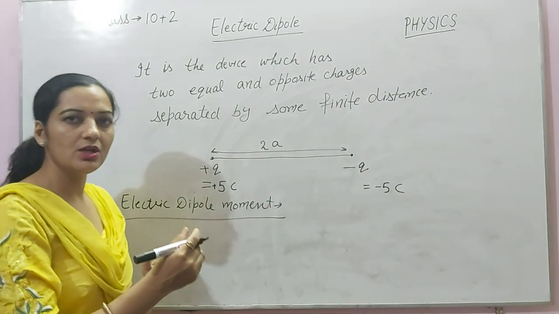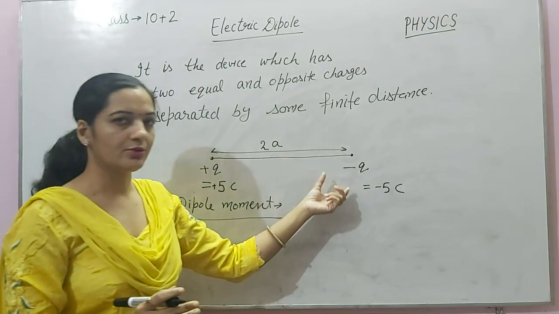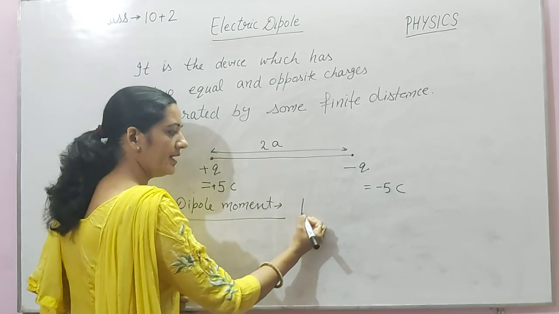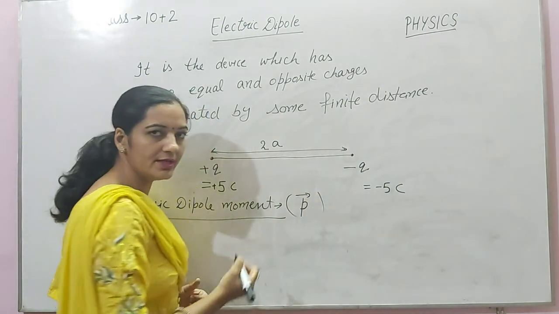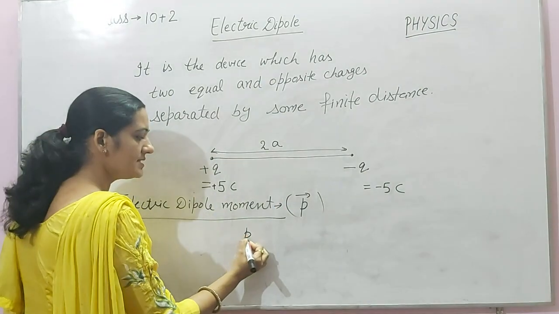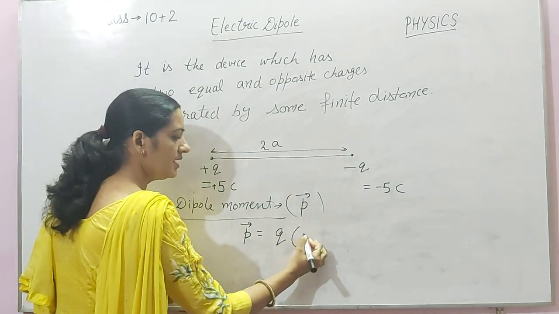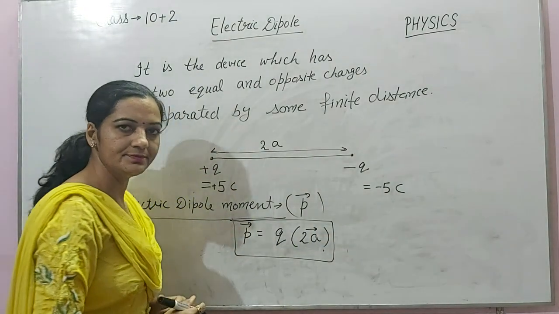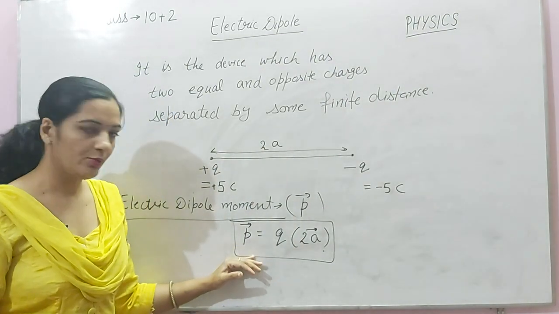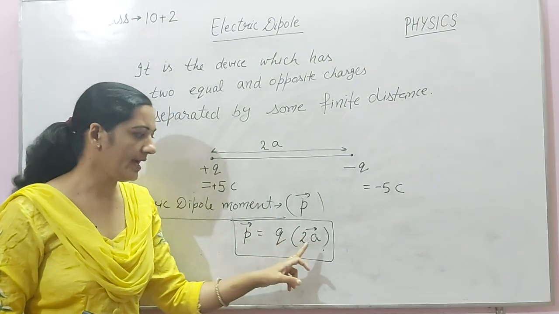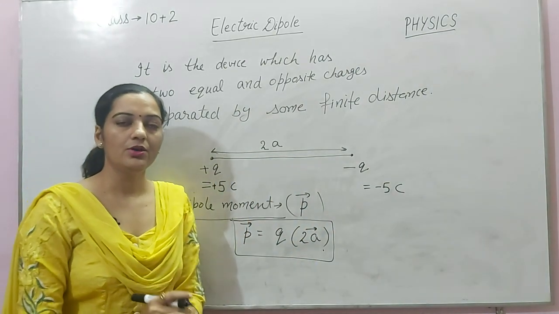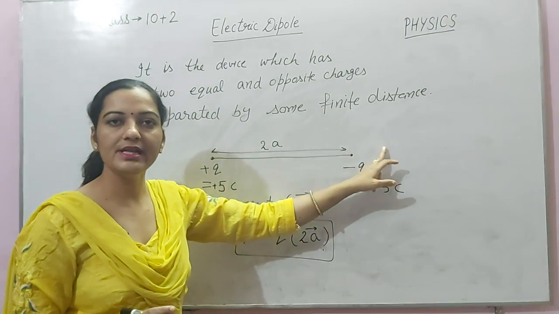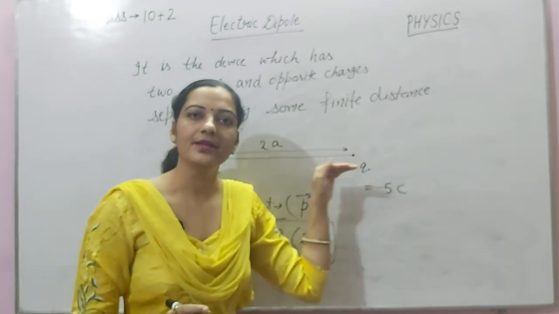So we can find electric dipole moment. It is another physical quantity which is equal to the product of magnitude of charge on dipole and length of dipole. It is denoted by small p. p is also a vector quantity. Now p is equal to magnitude of charge into length of dipole. Now we will derive the expression. Our main topic is expressions for electric field at any point on axial line of dipole.